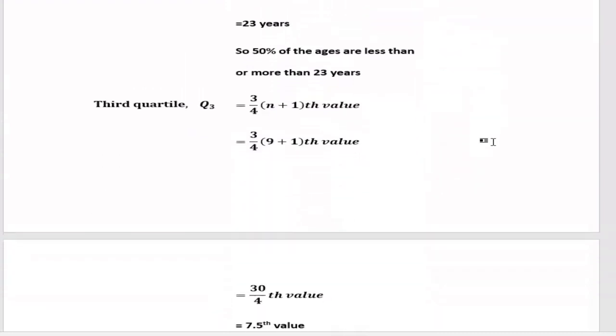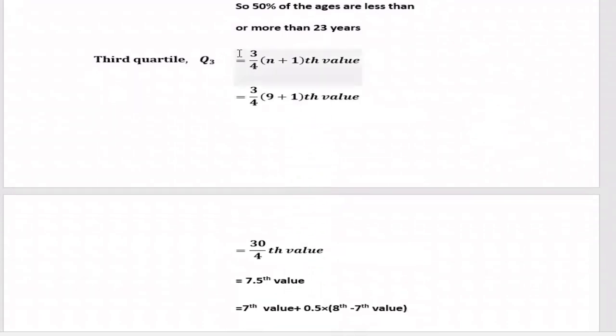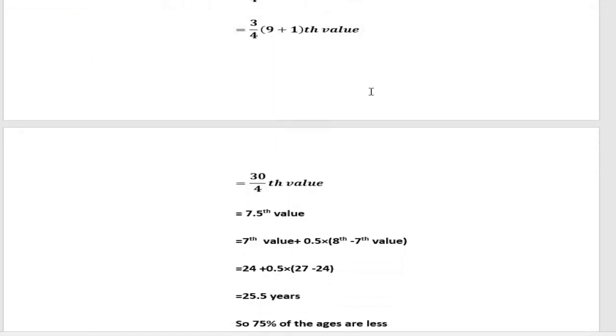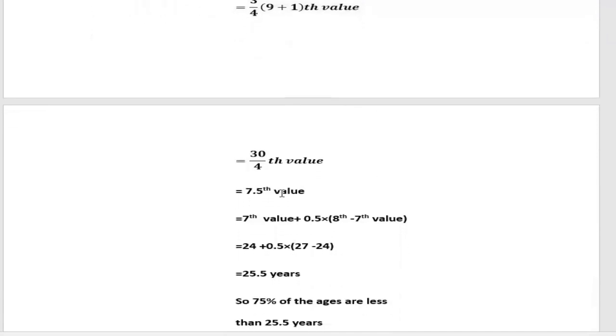So let us calculate quartile 3. For quartile 3, the same: 3 over 4 times (n plus 1). The first quartile is 1 over 4 times (n plus 1), the second quartile is 2 over 4 times (n plus 1), and for the third quartile, 3 over 4 times (n plus 1) value. If you do the calculation, we get the 7.5th value.